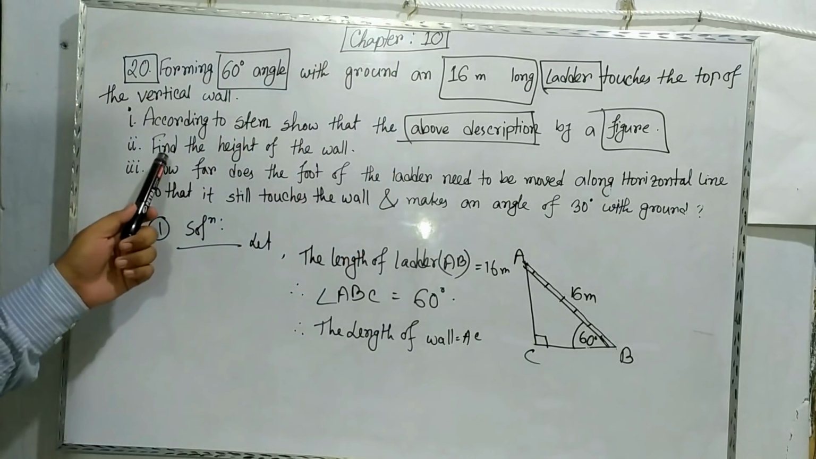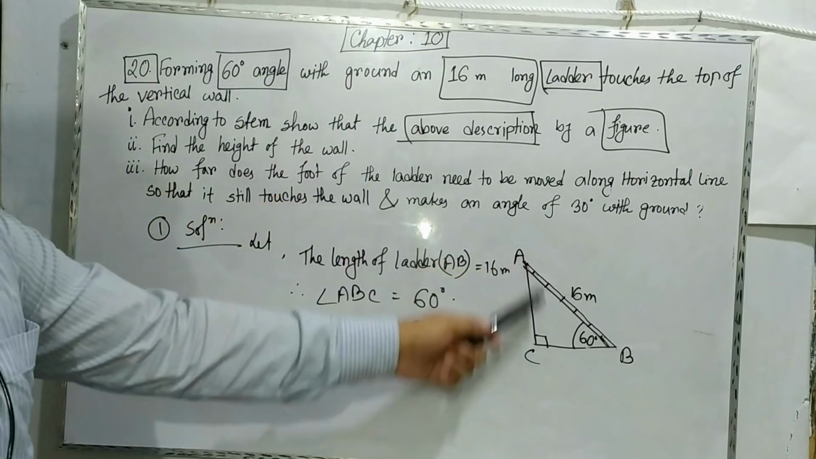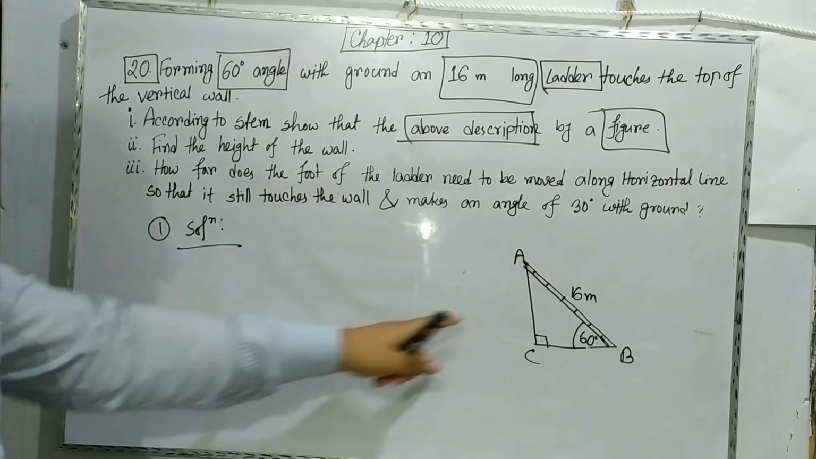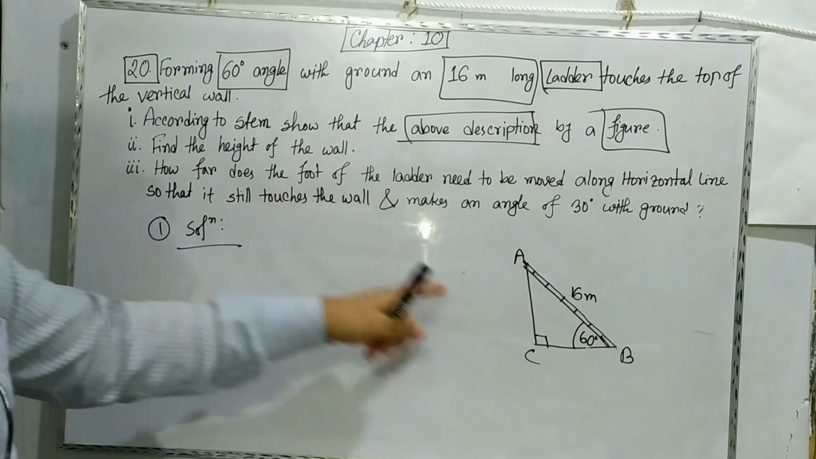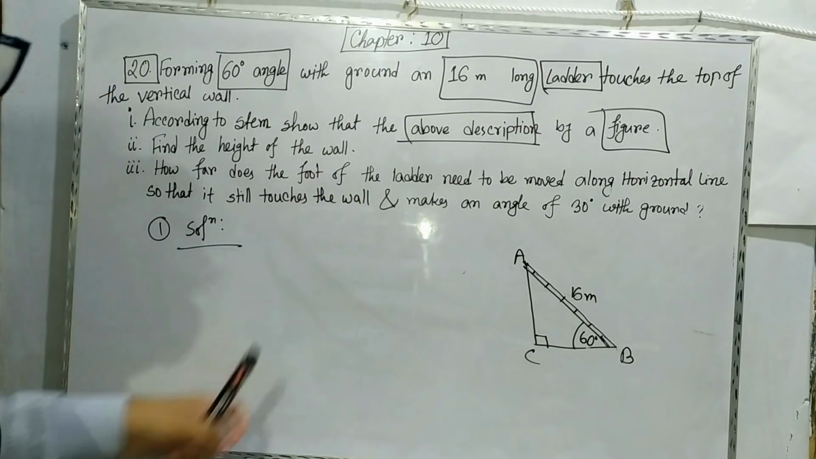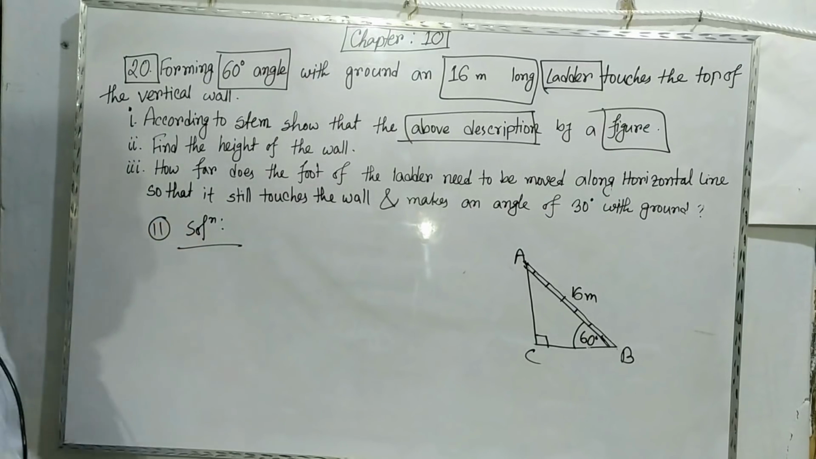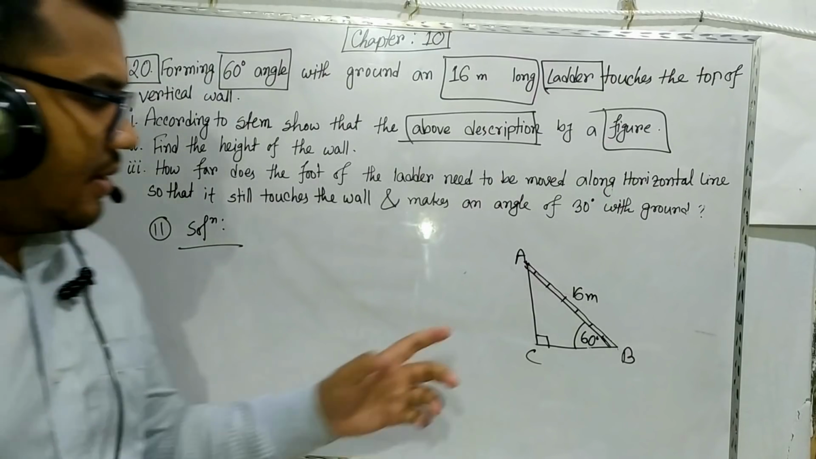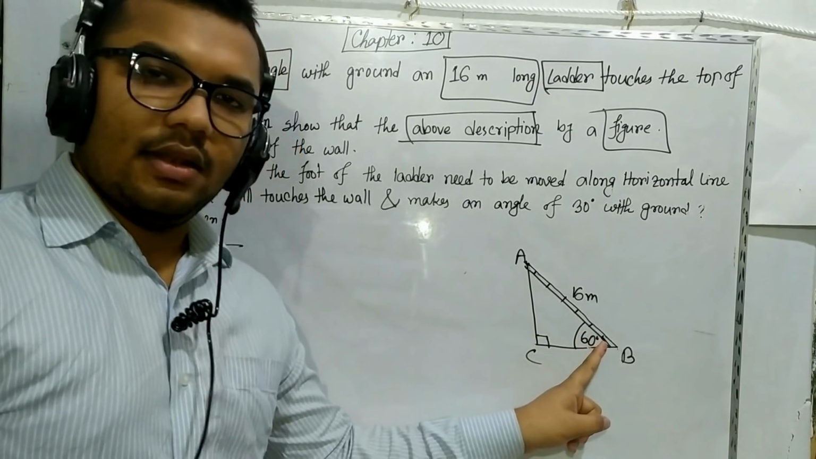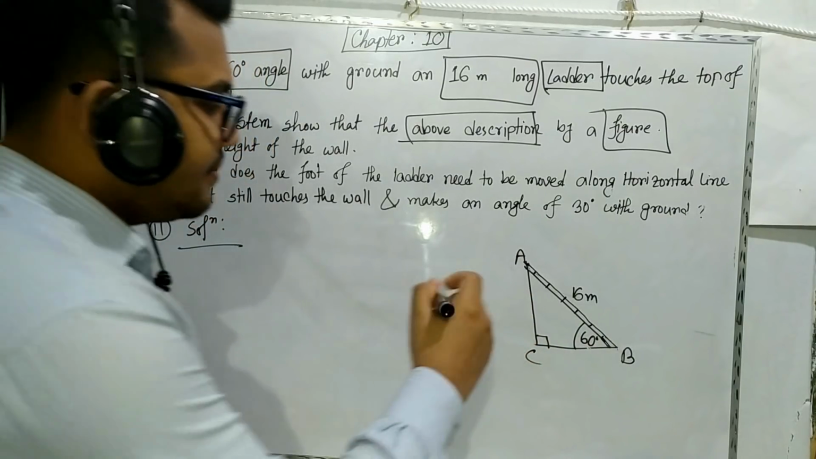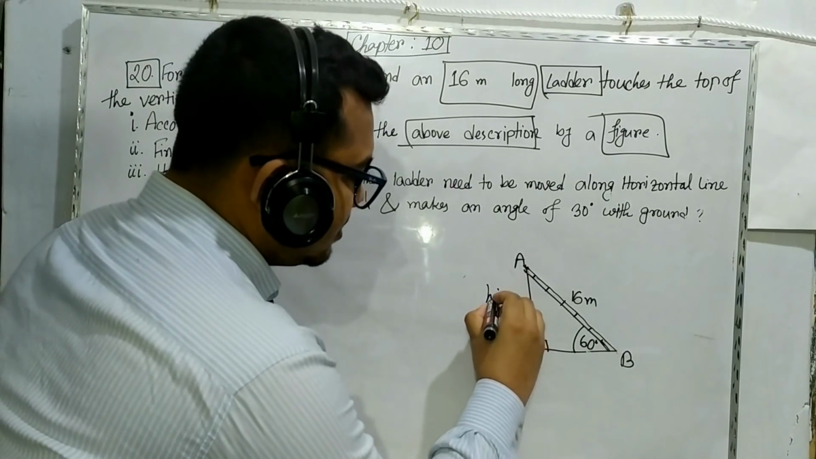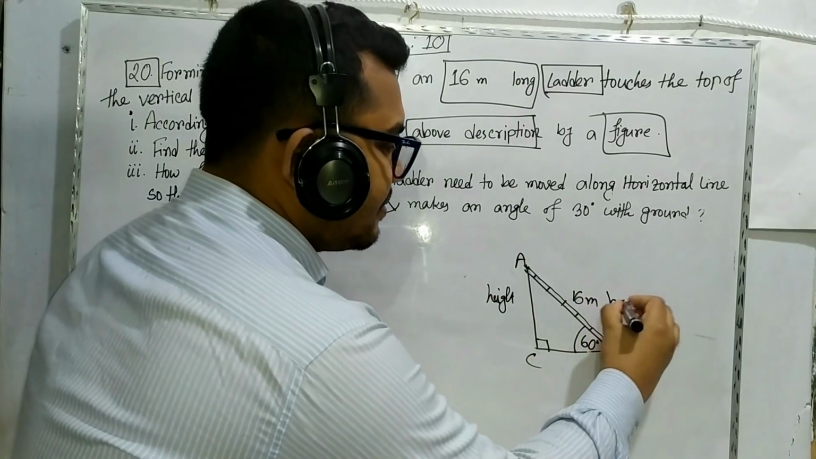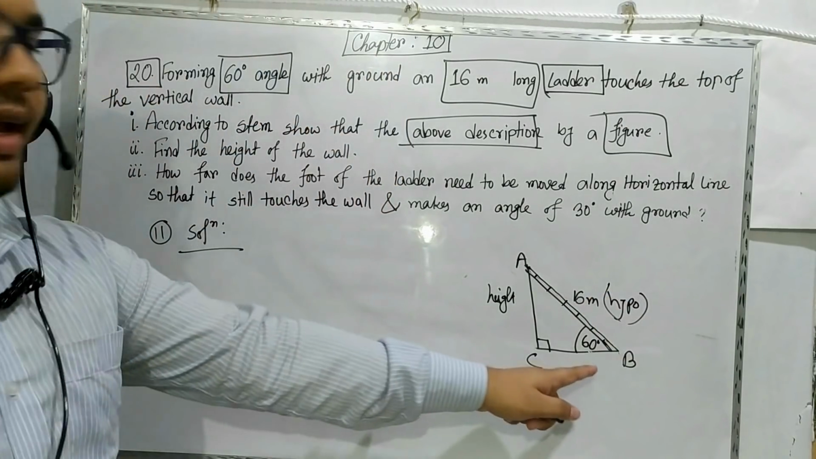The second question says, find the height of the wall. So you have to find the length of AC, because AC is our wall. Since AC is our wall, we have to find AC. In which way can we do that? Since this is the angle, we can say this is the height, and this is the hypotenuse, and this is the angle.